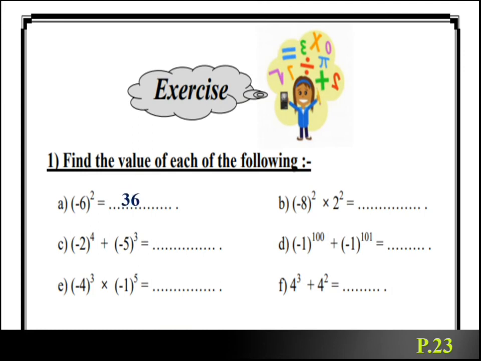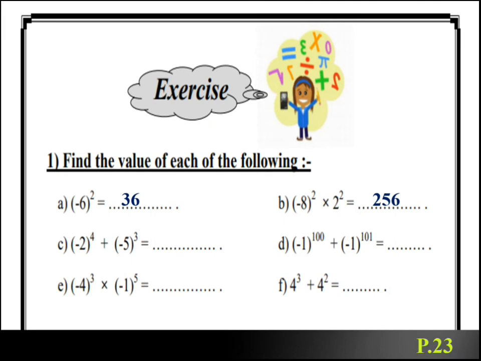Okay? Letter B. Here the sign is a multiplying sign, but we have to find same bases. Here the base in the first number is -8, but in the second number we have the base 2. So we have different bases, so we can't solve it with steps. Here put your numbers on your calculator and calculate the answer. So it will be -8 between brackets power 2 times 2 power 2. The answer will be 256.